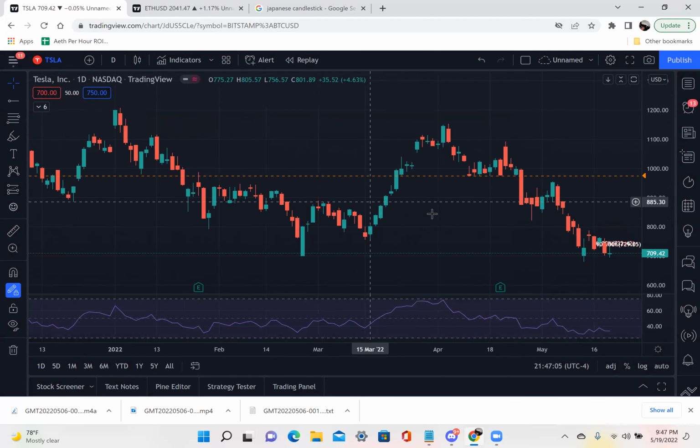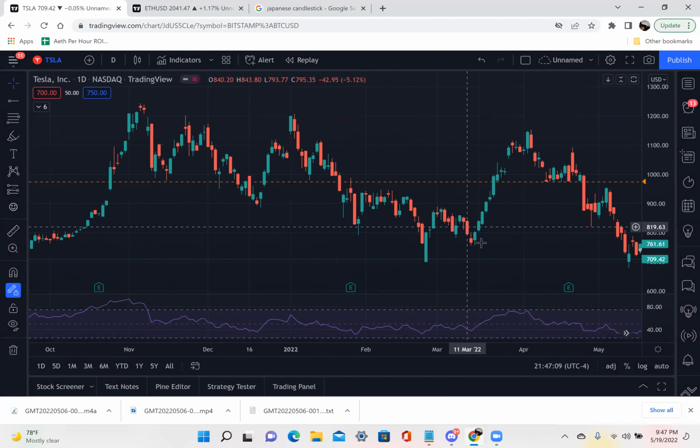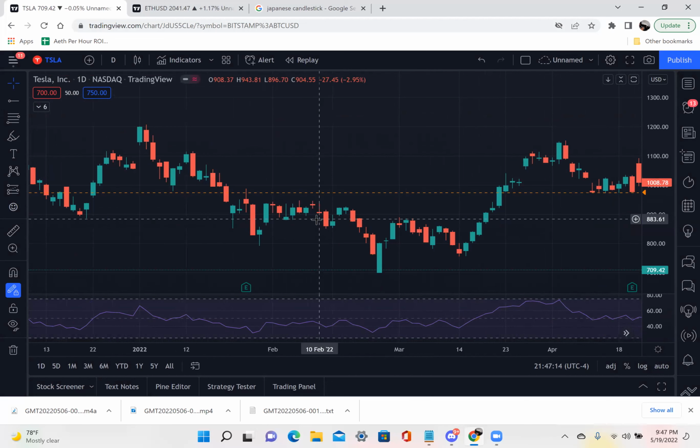I'm trying to find some consolidation here on the daily. This is consolidation. This won't be consolidation, this is still a downtrend. This right here is consolidation. I'm going to do this on Costco. No, Costco's a big stock too, but I'm going to do it on Costco anyway.